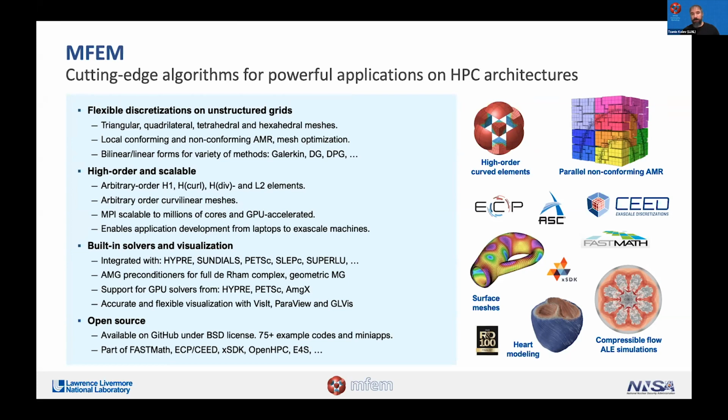There are various ways to visualize our results, particularly these high-order curved meshes. As you can see, they can be very deformed. You can do it with VisIt, ParaView, or our own visualization tool, GLVis. And of course, MFEM is open source. It's BSD license, and it's on GitHub. We have a lot of examples, and we're part of things like FastMath, the ECP project, Exascale Computing Project, xSDK, and others. All right, so this is a one-slide overview.